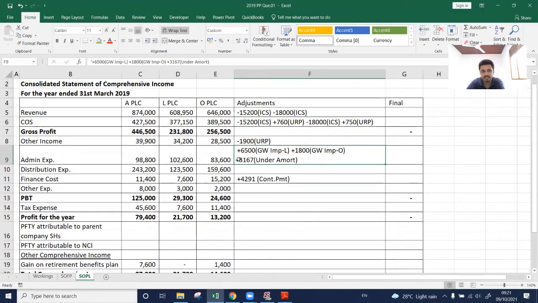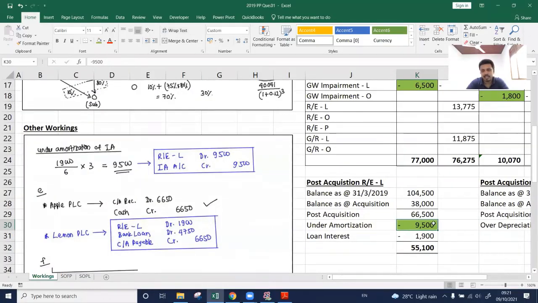Under amortization, depreciation, amortization, we generally consider under administration expenses. That is why we have added it here. So we have considered this under amortization.